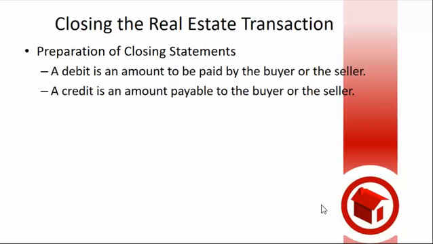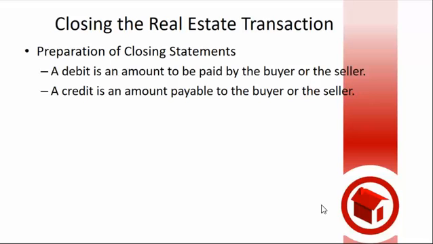A debit is something that is typically owed at the closing table. Like the real estate commission would be a seller's debit, because he's going to pay the realtor at the settlement. That's where the term settlement comes from. We're going to settle up. That's when I get paid. I earned it when they signed.